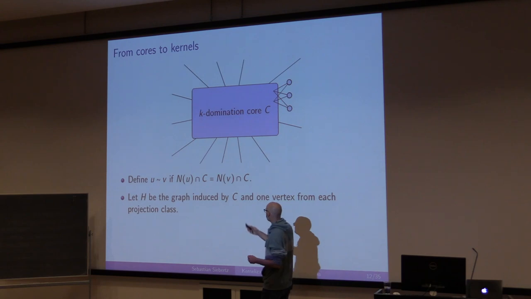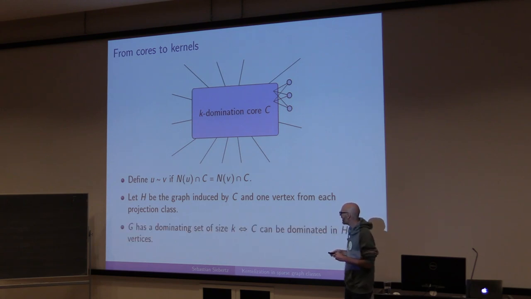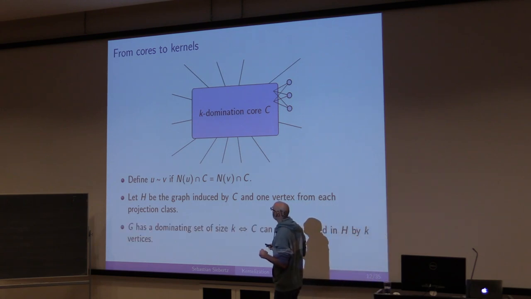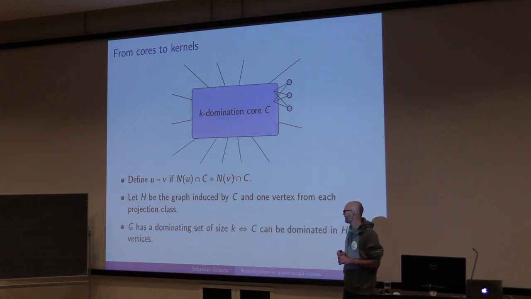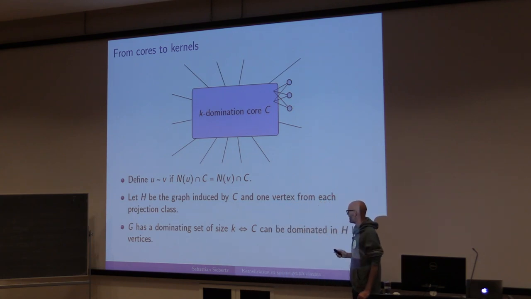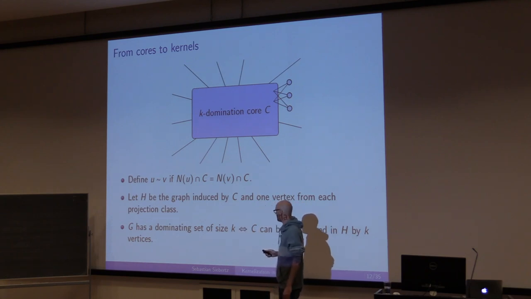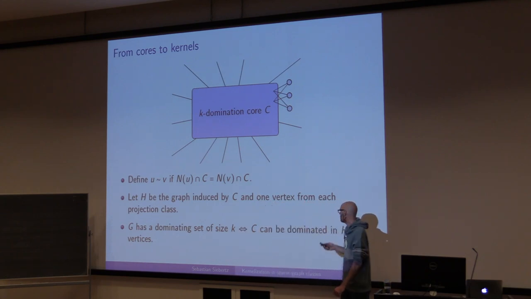So we say H is the graph induced by the core and by one vertex from each projection class. And now actually, we are not producing an instance of the dominating set problem anymore, but of an annotated version of this, because we are asking now in H only to dominate the core. So we have the observation that G has a dominating set of size k if and only if the core can be dominated in H by k vertices.